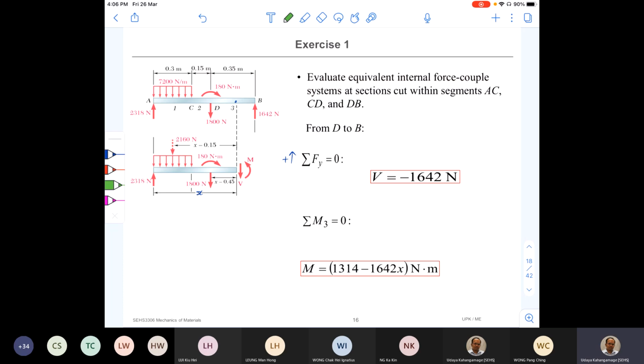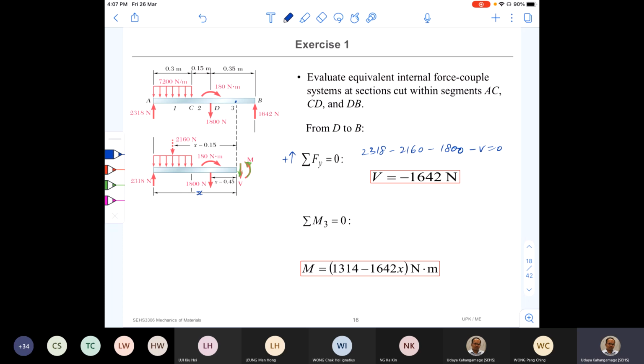Remember to change the color of the shear force and the bending moment, indicating that they are internal forces. First equation is quite easy, right? So you can write it easily. Just forces in the y direction: 2318 minus 2160 minus 1800, minus V equal to 0.